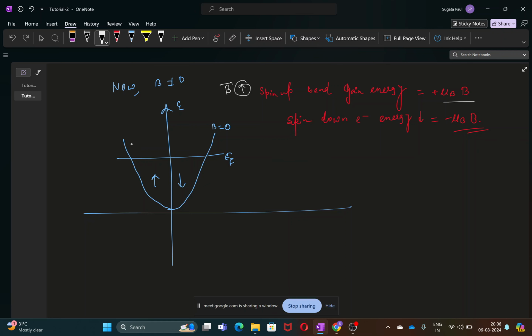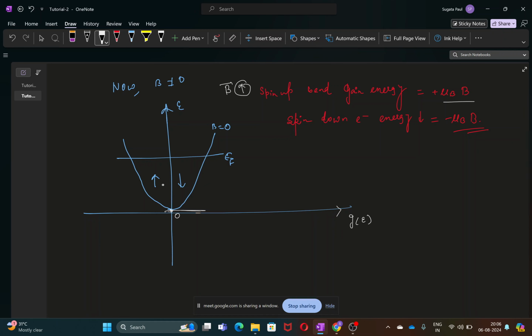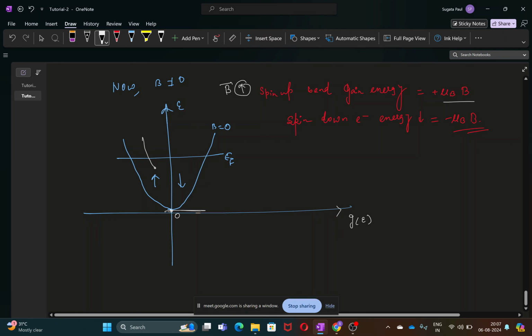So if this is the line initially, then the new line will be like this. This is the origin 0, this is your energy axis, and this is your density of states axis. Now on the left side of 0 you have the spin up band, so its energy will be shifted up parallelly to a new point with a positive offset of plus mu B B. This shift from 0 to this point is plus mu B B, and the spin up band has been shifted because of the application of the field at B not equal to 0.